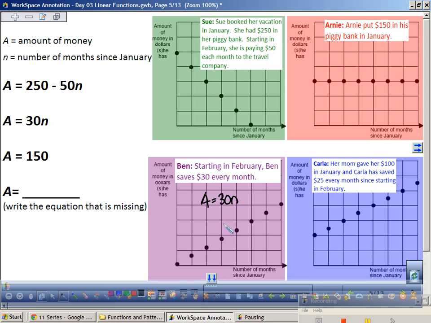Let's hear it. The first one is Sue. The first one is Sue. Why? Because it's going down, right, at a negative rate, right? Starts at 250. You guys know what this looks like?